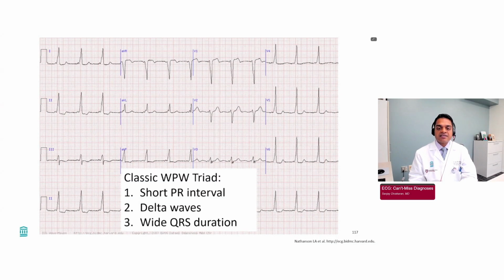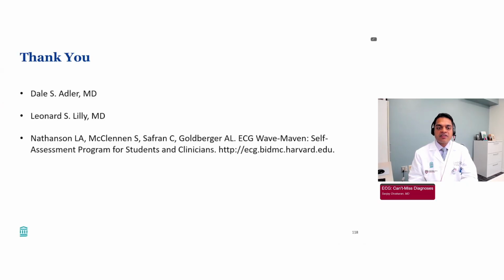And so the classic WPW triad, as referred to, is one, short PR interval, two, delta waves, and three, a wide QRS duration. And with that, I want to thank ECG WaveMaven from the BIDMC for some of these tracings, and then my clinical mentors who taught me a lot about ECGs, Dr. Dale Adler and Dr. Len Lilly. Thanks very much for your attention.